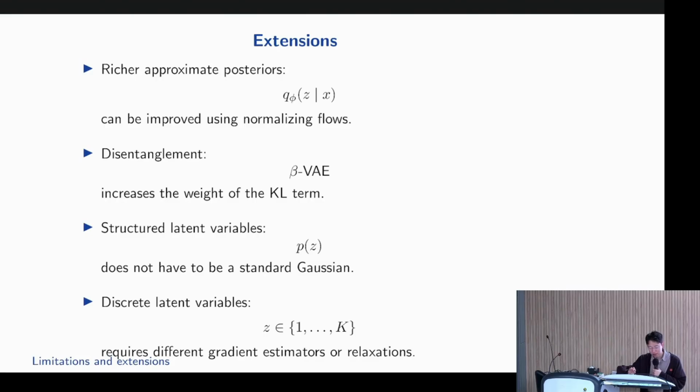So some extensions, you can do a richer approximate posterior if you use something like normalizing flows. So here, the idea is, can you find a one-to-one correspondence from X to Z and Z to X? So what is the mathematical tool that guarantees one-to-one correspondence?